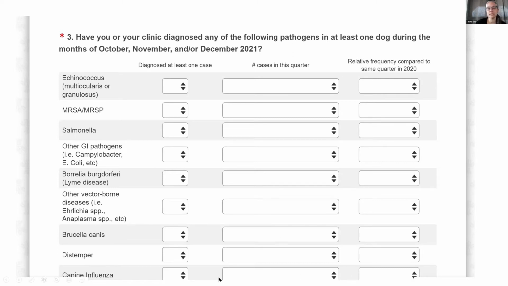So it's a pretty simplistic question. You can probably fill it in pretty quickly, particularly if you haven't seen any of those pathogens, it would go pretty fast.